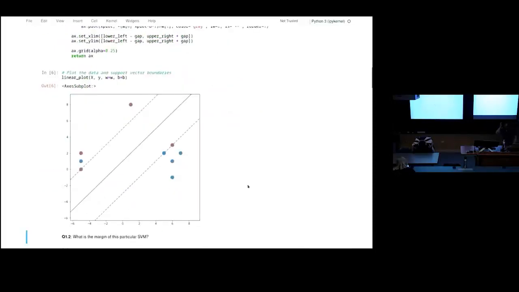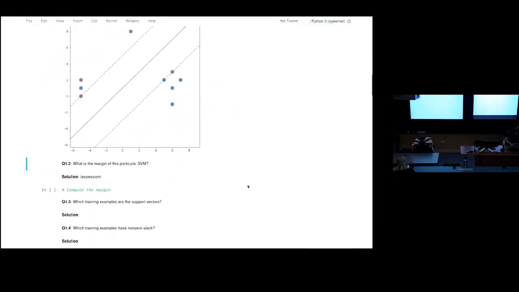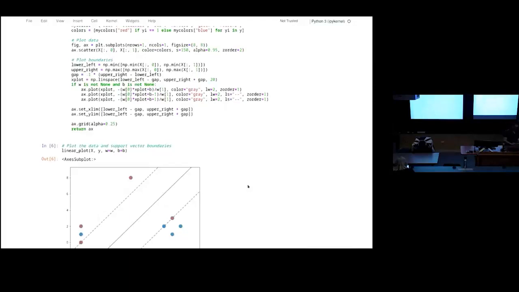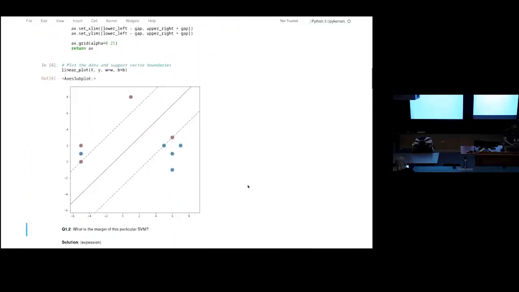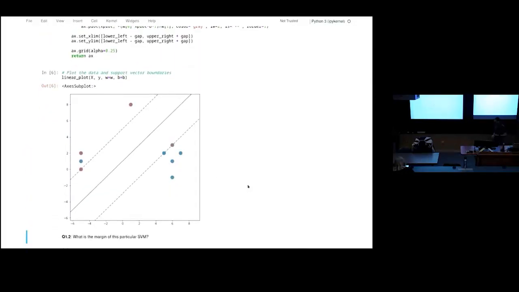There we go. Okay, so we're done with that one. We're going to use it later, multiple times. All right, so we already have the weights and we have the bias. The question here, what's the margin?